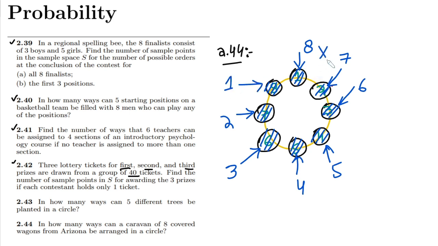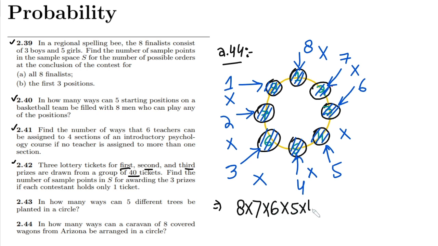So again at the end I have to multiply them together. I have to multiply 8 multiplied by 7 multiplied by 6, 5, 4, 3, 2, 1, which is 8 factorial. So the answer of this question is 8 factorial ways in which 8 covered wagons can be arranged in a circle. That's it for today, in which we have discussed the remaining 3 questions of our exercise problems.